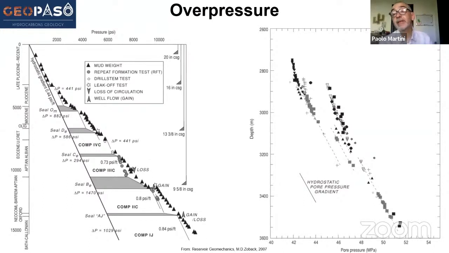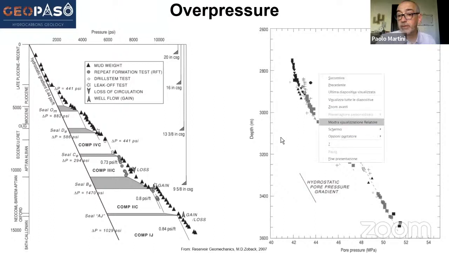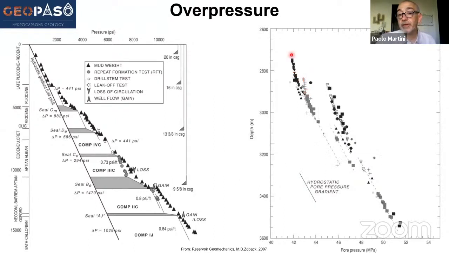The example on the right is a field in the North Sea, where you can see that there are different compartments, and each compartment has a different aquifer pressure. So the inclination of the aquifer gradients is the same, so same composition, but they are shifted, so they are separated from each other. And towards the top, you can see some oil legs here and here, but most of the points align on shifted water gradients.